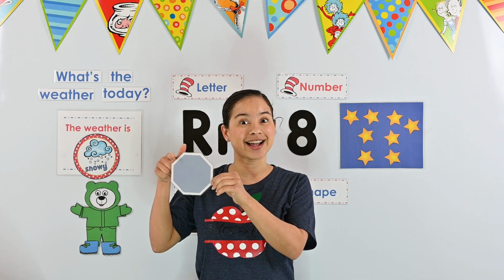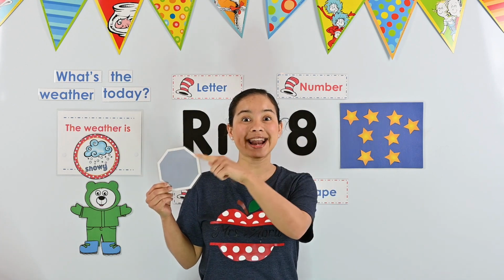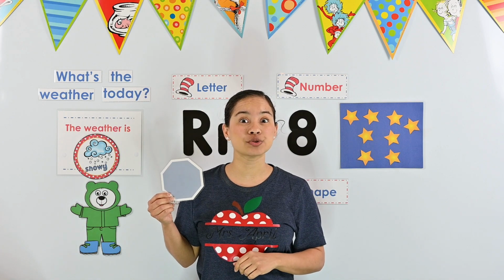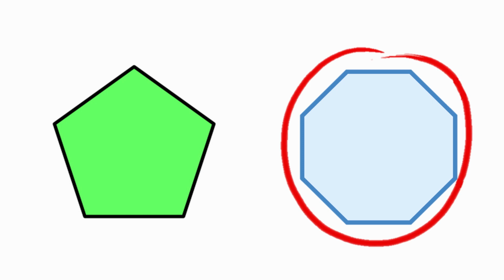Today, we are going to go on a hunt for octagons. You'll see 2 different shapes on the screen, and you'll have to circle or point to the shape that's an octagon. Can you do it? Perfect. Let's look at our first 2 shapes. Which one is an octagon? If you pointed to this one, you are correct. It is an octagon. It has 8 sides and 8 corners.